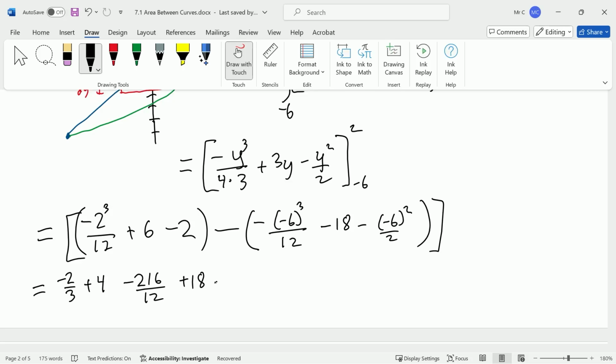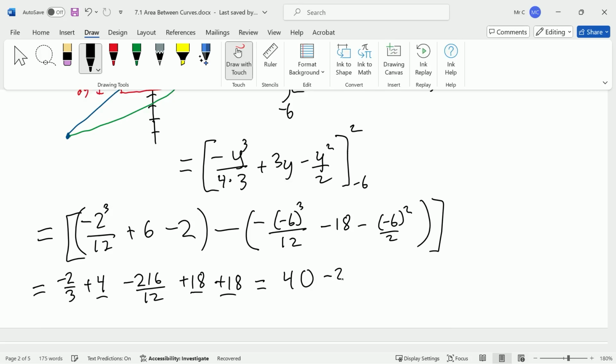So this is -18. But then there's another negative distributed, so it's actually another +18. So a whole lot of mixed negatives and positives there. Okay, so let's see if we can combine all this together. 18 plus 18, that's 36, plus 4 is 40.